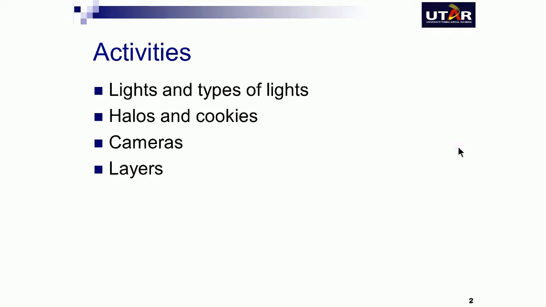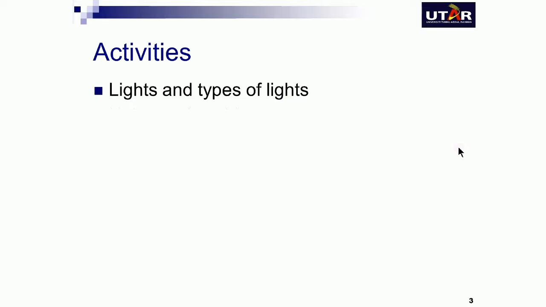And related to that, the use of halos and cookies with lights, and the idea of having multiple cameras in your scene view, and how this works out in terms of what is displayed in the game view, and the concept of layers. So let's start off by looking at lights and the different types of lights available in the Unity platform.